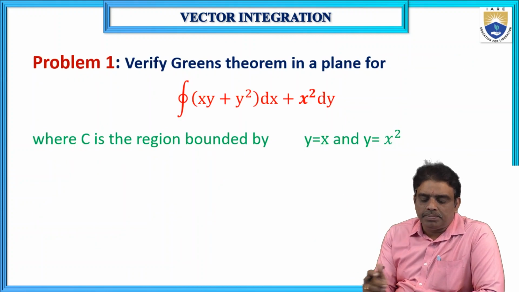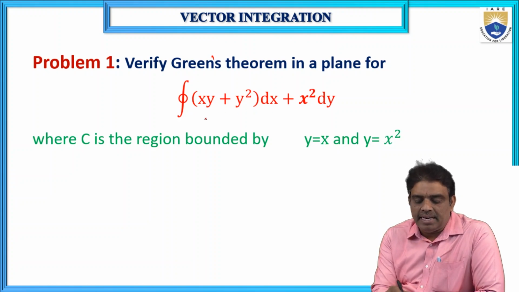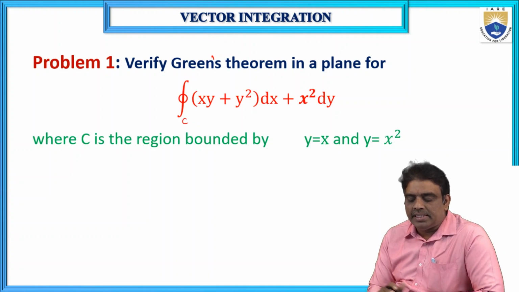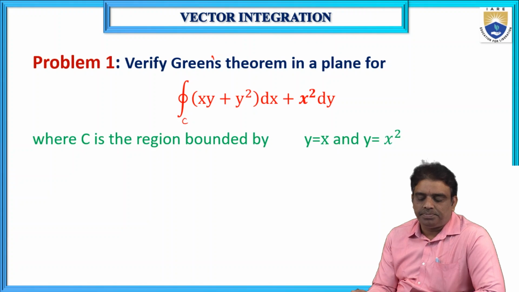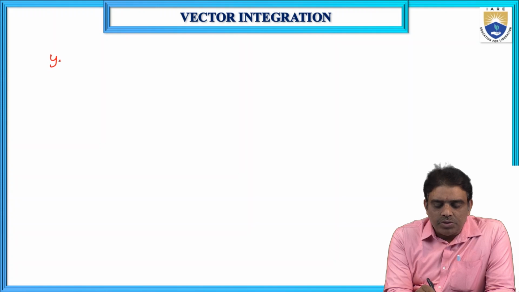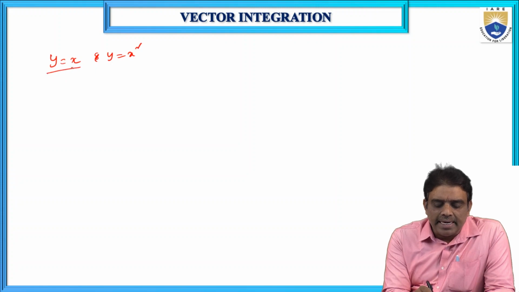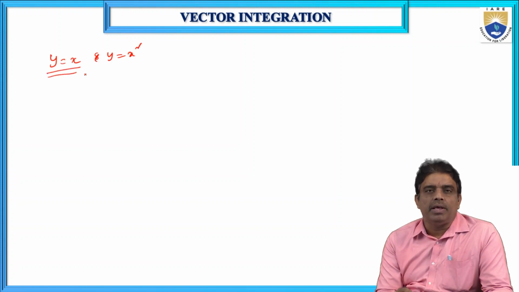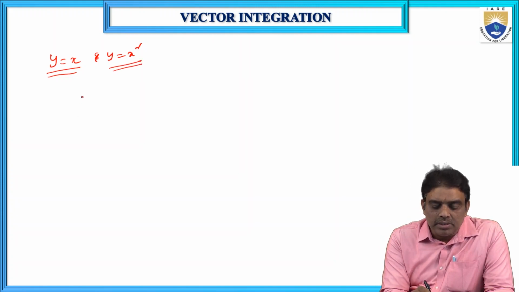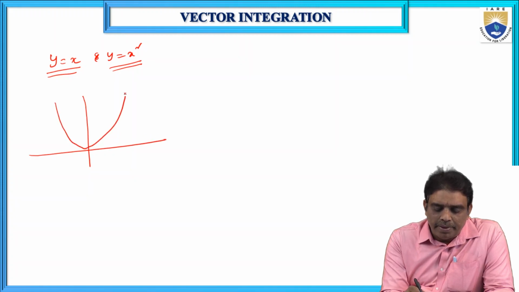Verify Green's theorem in a plane for the integral of M dx plus N dy over the closed curve C, where C is the region bounded by y is equal to x and y is equal to x square. So what are these curves? y is equal to x is a straight line passing through the origin, in the form y is equal to mx. And y is equal to x square is a parabola symmetrical about the y axis.